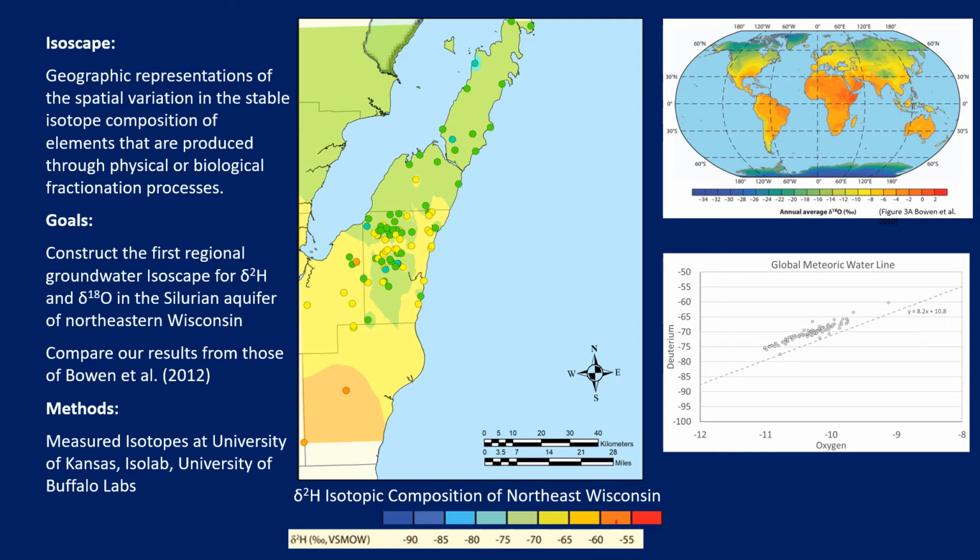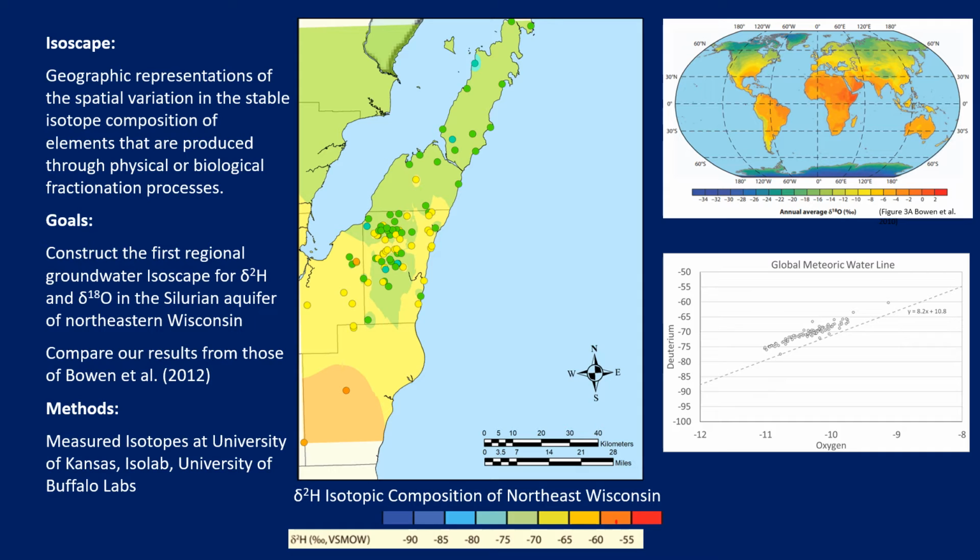For our study, we examined 97 different wells for deuterium and oxygen-18 isotopic compositions and deuterium excess values in northeastern Wisconsin. There were multiple different collectors over a time span from 2012 to 2020. We used these values to construct the first regional groundwater isoscape for northeastern Wisconsin, and we compared our results with those of Bowen et al. 2012. They created an isoscape for the entire western side of Michigan and found evidence of recycled lake water infiltrating into the shallow Michigan aquifers.